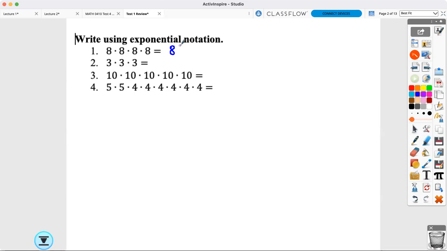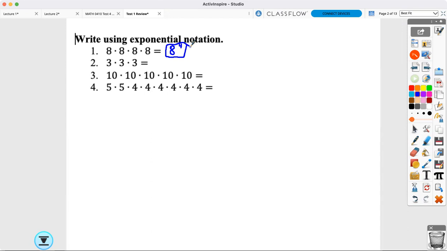Tanya has a 4 up. Be careful. Cube means what? What's the power for cube? Cube means what number? 3. How many 8s are there? There's 4. You see the 4, so it should be 8 to the power of 4. You see that? Okay, there you go. As long as you catch yourself, right?